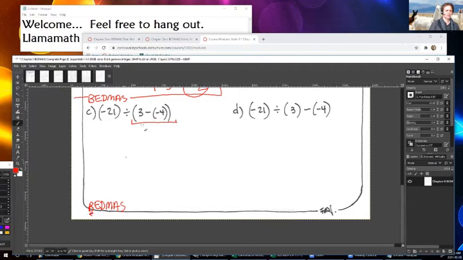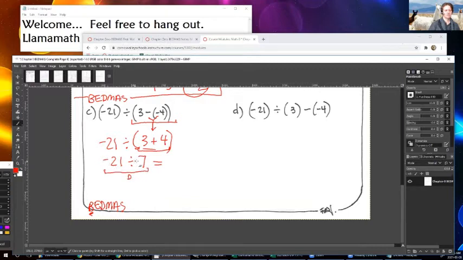Inside the brackets first, we have to figure out what 3 minus -4 is. These are cool though, because the minus turns into a plus. Remember, when you subtract a negative, it's like adding a positive. And now I'm going to continue doing my brackets. So -21 divided by 3 plus 4, 7. Cool. Now I'm back to my BEDMAS. I've done the brackets. I've done no exponents, but the division. So let's do the division part.